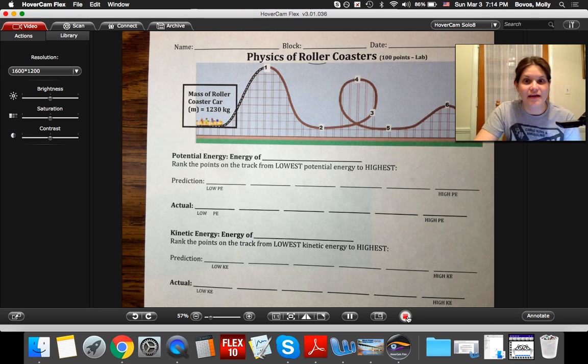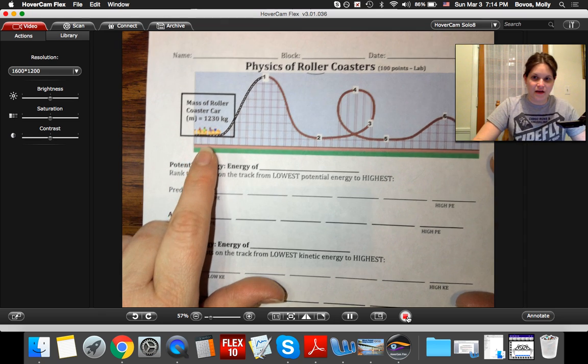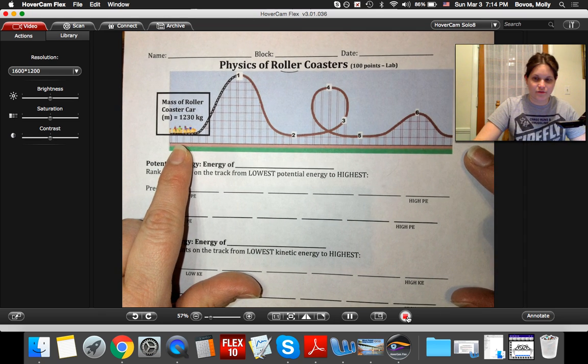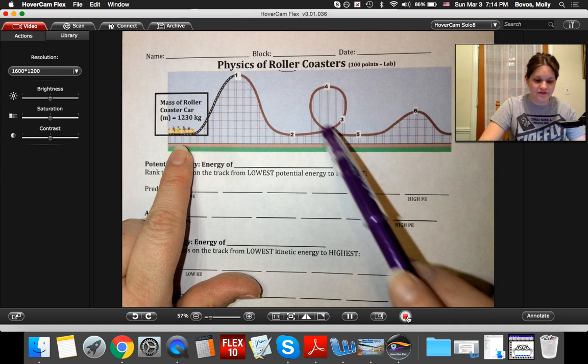So we're going to be talking about the physics of roller coasters. This is a lot like what we did last class when we were looking at the physics at the skate park, looking at how the skater had its kinetic energy and potential energy changing as he went through the ramp that we created. And you'll see that the ramp, the roller coaster that's on your worksheet here is really similar. We've got some peaks and valleys and there's a loop.